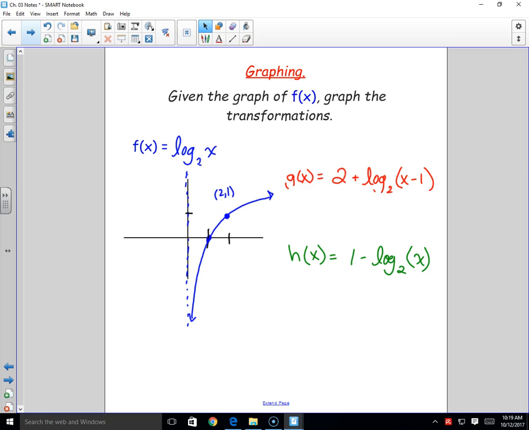Unless it's been shifted, it's always going to hit 1, 0. This is a positive, unless it's a reflection. Does that make sense? If it's shifted, then all that changes, but if it's just reflected or dilated, it's down below because it's 1, so it's positive.